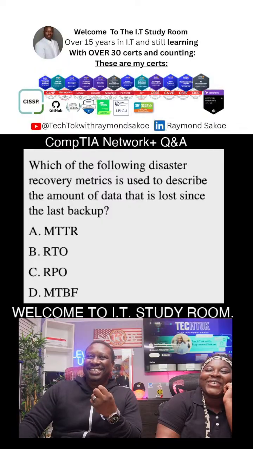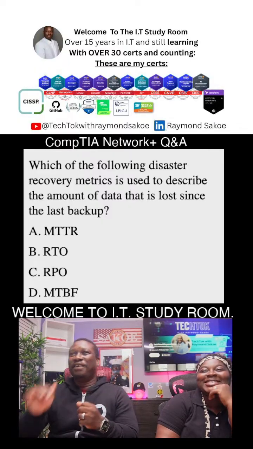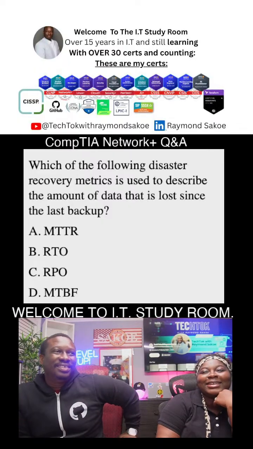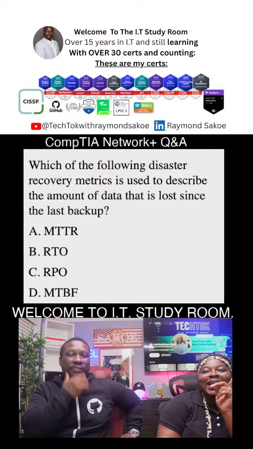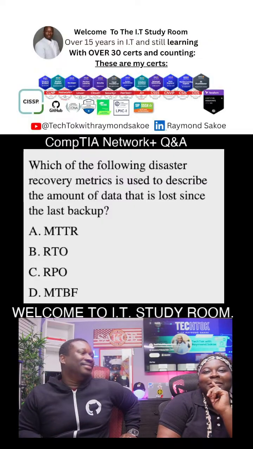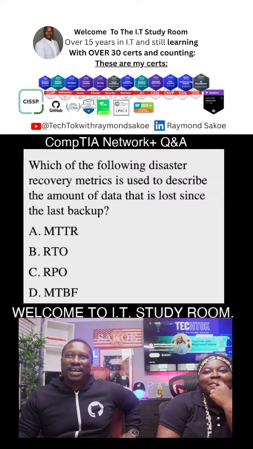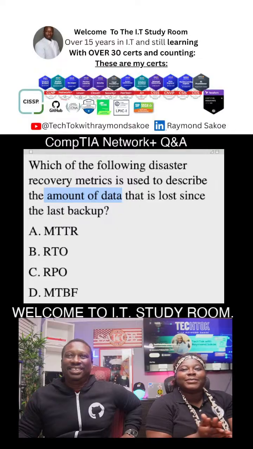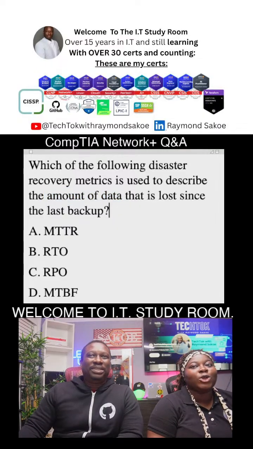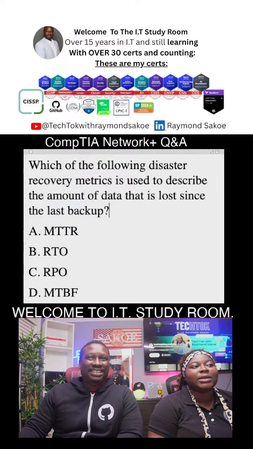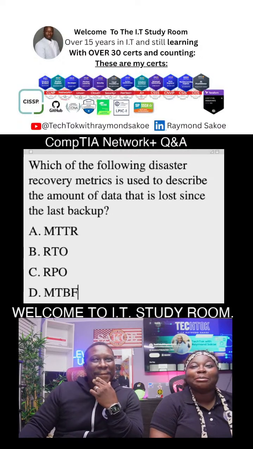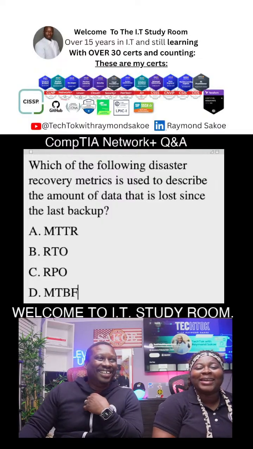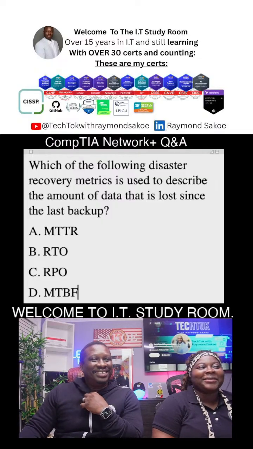Okay. Which of the following disaster recovery metrics is used to describe the amount of data that is lost since the last backup? Am I supposed to know this? Yeah, you should know that. We have backup. Amount of data. B. What is B? No, D. D as in the one with the B that means backup. Okay, what's the answer?